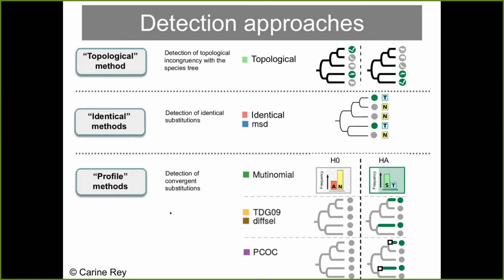And so for profile methods, there have been several approaches that have been proposed. I've listed 3 of them there. The simplest one would be multinomial. Multinomial is very simple because you look at the frequency of the amino acids that you found at the tips of the tree, just at the tips of the tree. And then you compare the 2 frequencies: the frequencies of amino acids for the non-convergent phenotype and for the convergent phenotype.